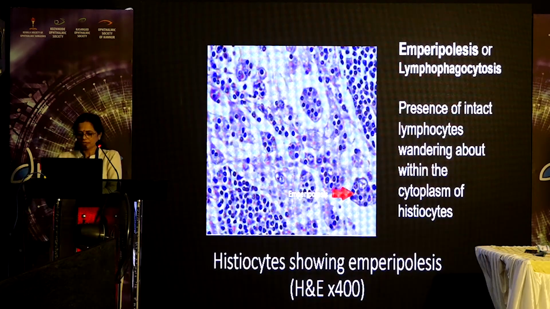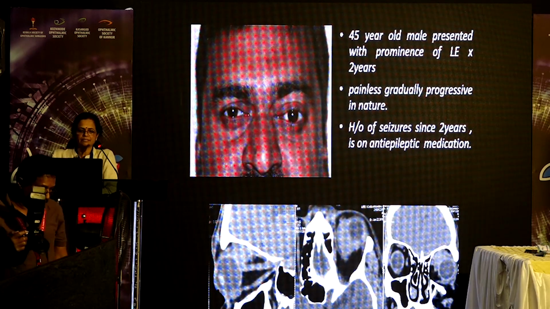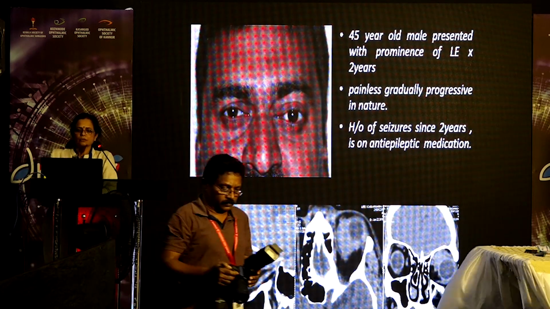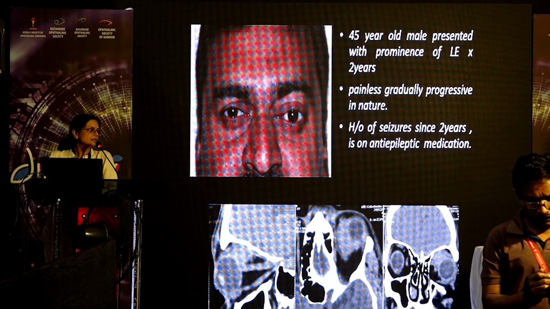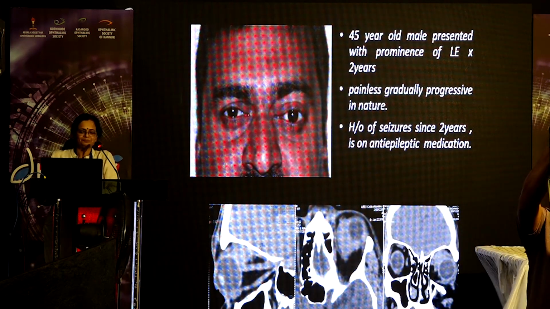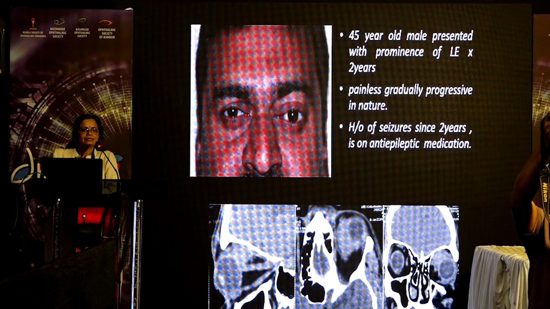This is again a 45-year-old male who presented with proptosis of the left eye. There was a mass in the superior orbit. According to the CT, what is the diagnosis? What is the diagnosis in the CT? It's a molding mass, lymphoma.